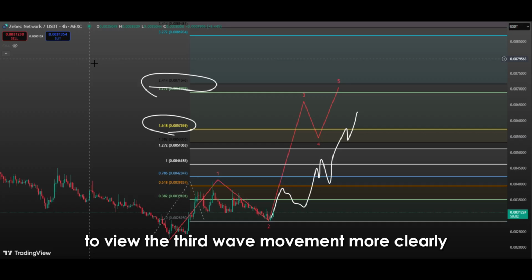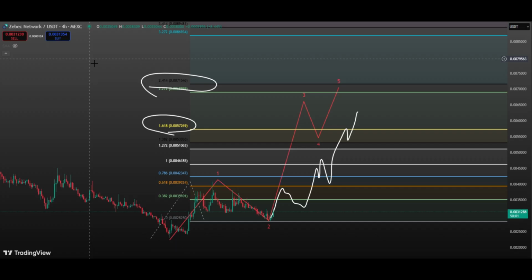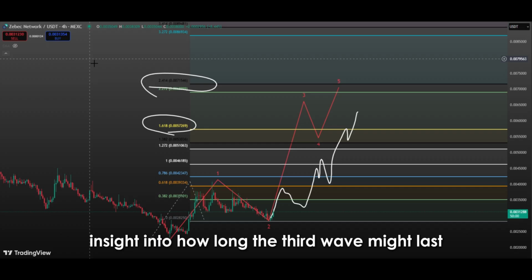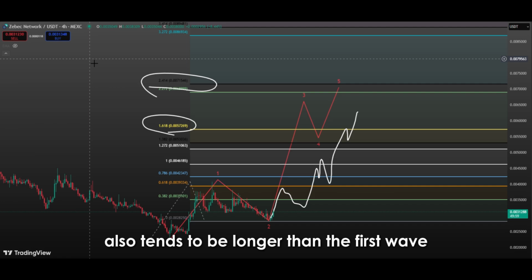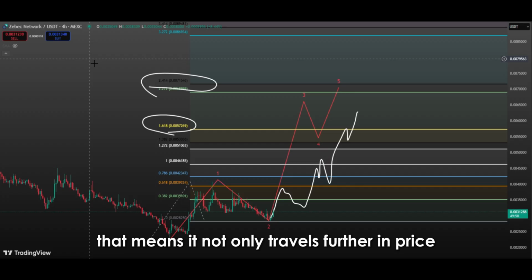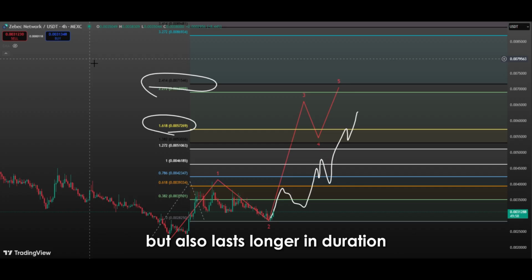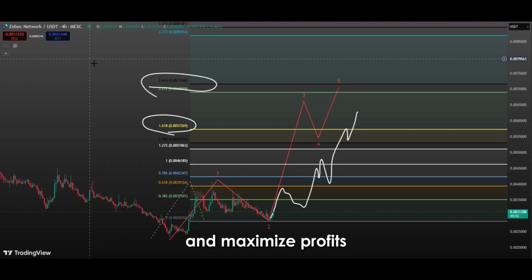To view the 3rd wave movement more clearly, time-based analysis is also often conducted on charts. These analyses provide insight into how long the 3rd wave might last. According to Elliott rules, the 3rd wave also tends to be longer than the 1st wave in terms of time. That means it not only travels further in price, but also lasts longer in duration. This provides investors with more opportunities to evaluate their positions and maximize profits.